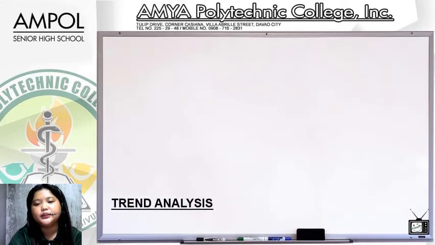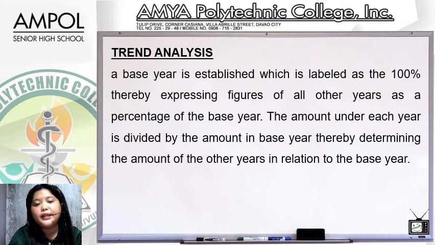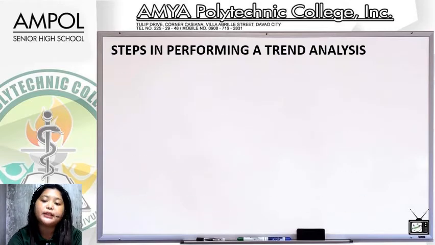Now, next, you're going to proceed with the trend analysis. In trend analysis, a base year is established and labeled as 100%, thereby expressing figures of all other years as a percentage of the base year. So the amount under each year is divided by the amount in the base year, thereby determining the amount of the other years in relation to the base year. So, we have steps in performing a trend analysis.